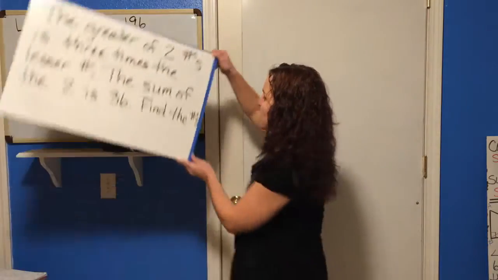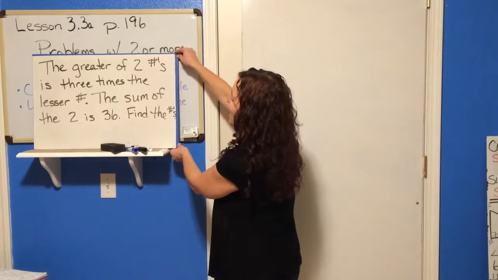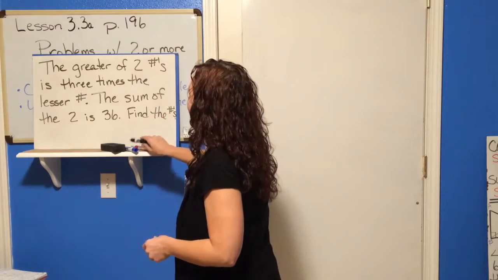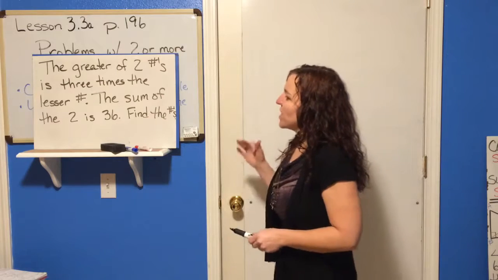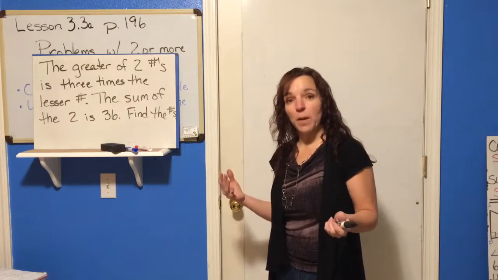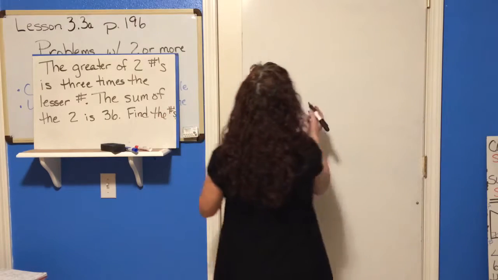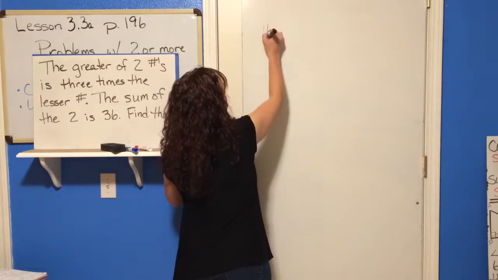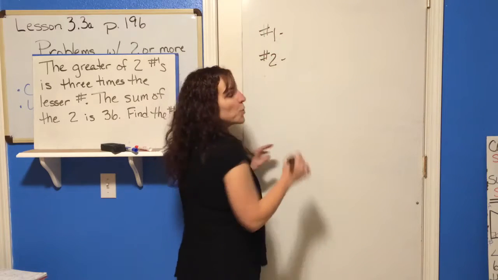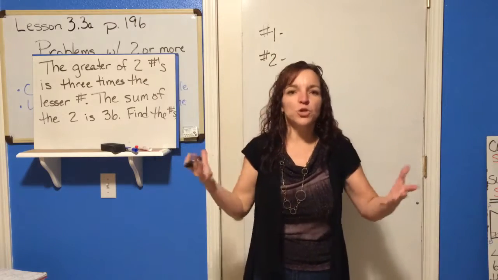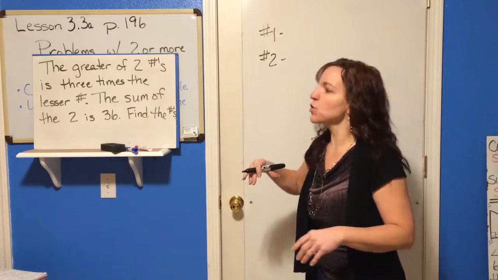The first types of problems that you will encounter are simply the find two numbers problems. So in this problem, the greater of two numbers is 3 times the lesser number. The sum of the two is 36. Find the two numbers. So the question is, you've got two numbers, number 1 and number 2. So those are your two unknowns. That's what you're looking for. So first of all, you're going to look for, what is it that I'm looking for? In this case, you're just looking for two numbers.